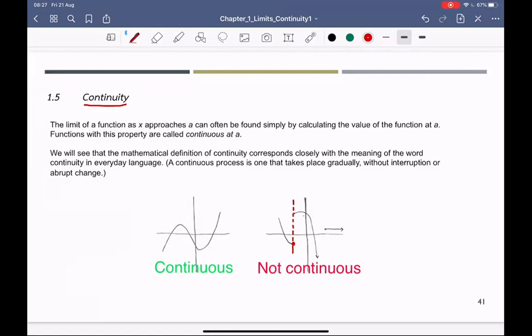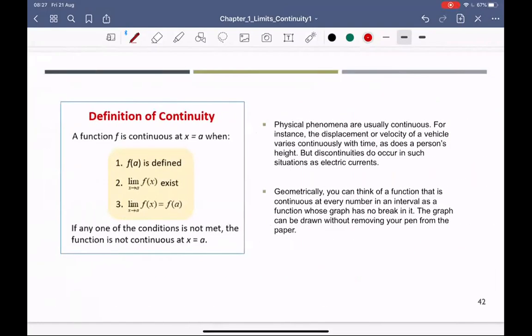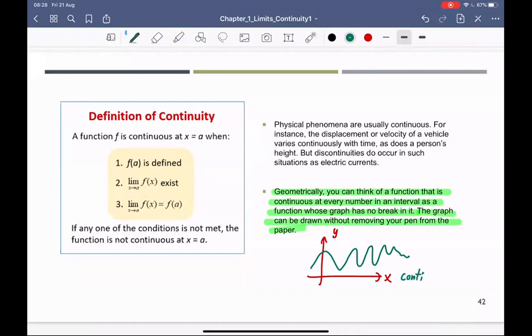So continuous means like in the picture. If you think in terms of geometry, this is the interpretation of continuity. You can think of a function that is continuous at every number in the interval as a function whose graph has no break in it. The key point is the graph can be drawn without removing your pen from the paper. It keeps going, and there's no break in it. So this means the function is continuous.